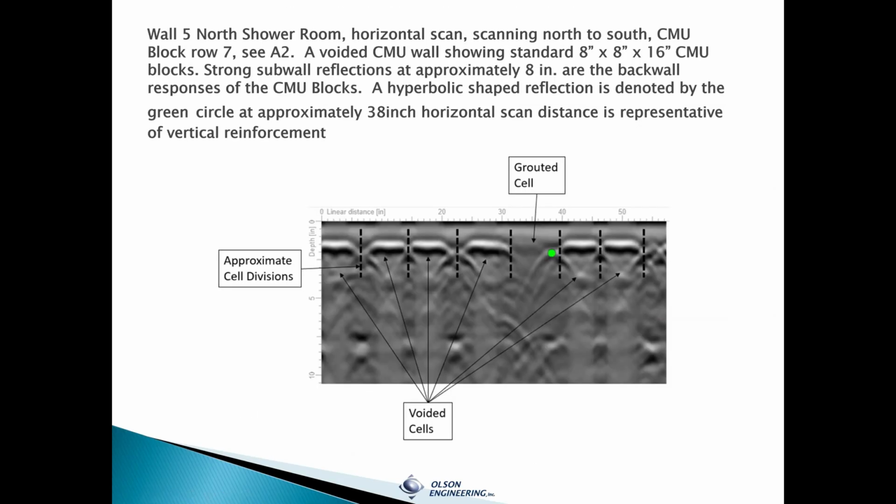Okay, and another example scan, another horizontal scan. This one has an example of a grouted cell. Similarly to the last one, you see these bright white reflectors that are ungrouted cells. And then you have, kind of randomly, a grouted cell that doesn't show a reflector, showing that there's a material in there that has similar qualities to that of the actual concrete block. This one also shows one vertical bar indicated by the green dot there. That's that hyperbolic feature right there.